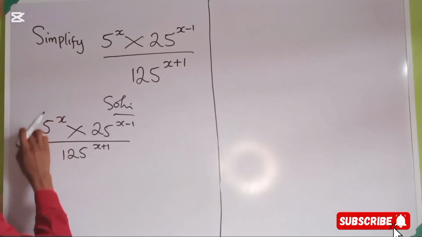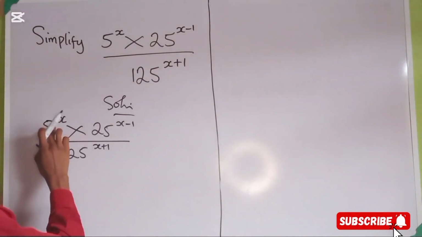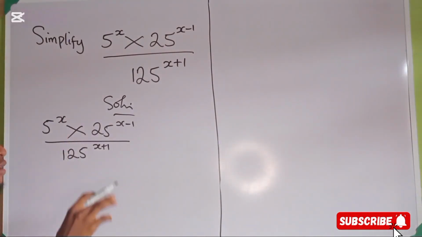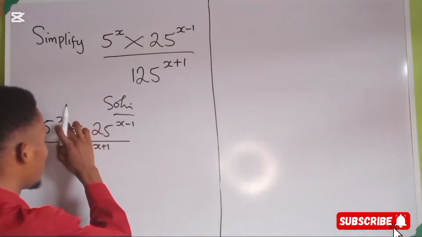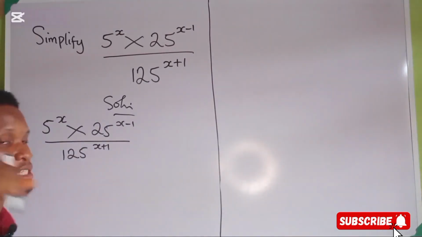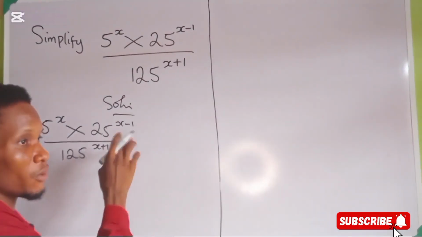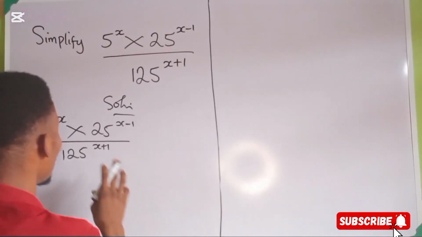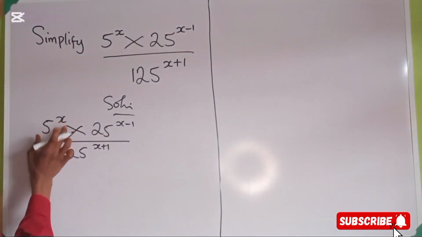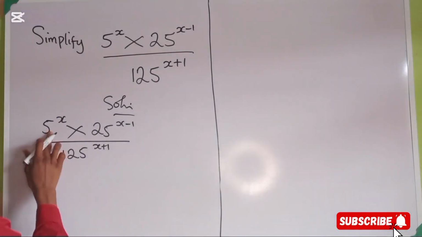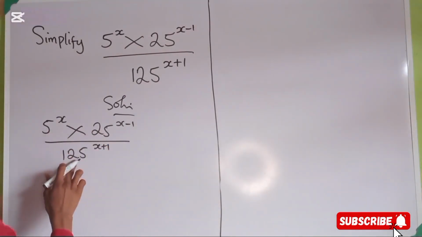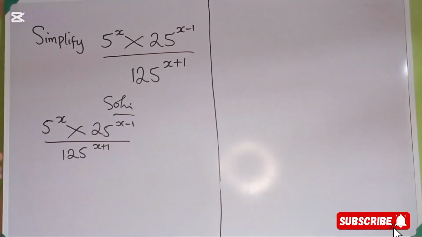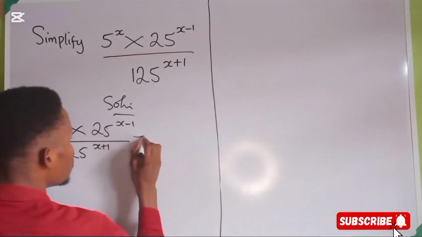So the next thing you do here is you find this one. This 5 is already in base. This is the base, like I explained earlier. If you want to know what is base and what is index, I explained it in my previous video. You can go there and watch it. What we do now is we make them of the same base. This is 5, this is 25, this is also 125, and they are not of the same base. So what you do is make them to be in the same base.